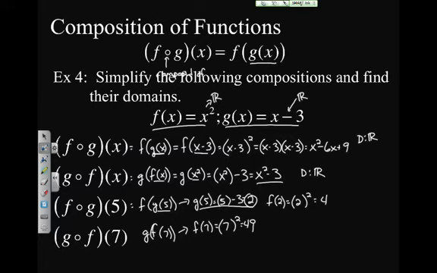Now we apply the g function, because we now know that f of 7 is 49, so we have to have g of that 49. And remember what the g function does. It takes the input value and subtracts 3. So 49 minus 3 is 46.